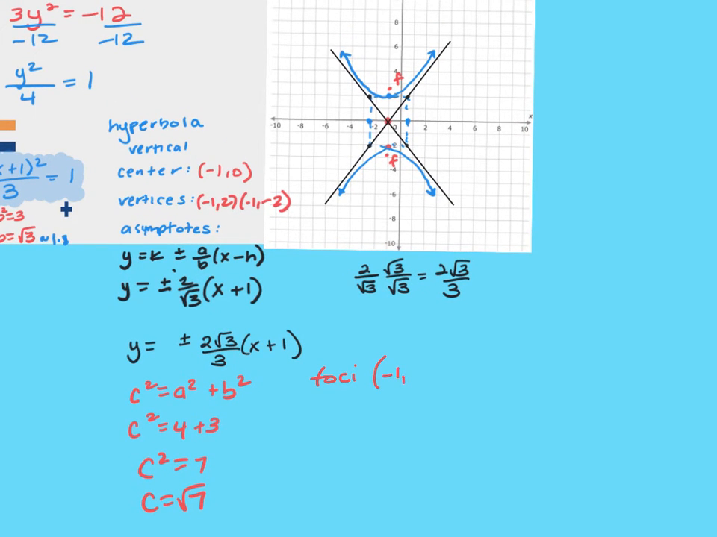So my x stays negative 1. The 0 gets plus or minus root 7, so I could just write plus or minus root 7. And the homework will say give the smaller one, so it would be negative 1 minus root 7. And then give the larger one, negative 1 plus root 7.